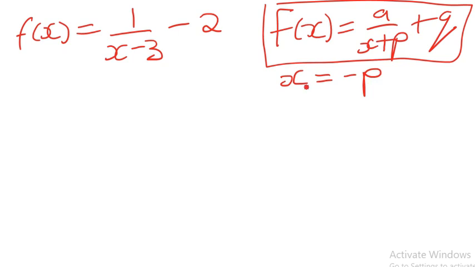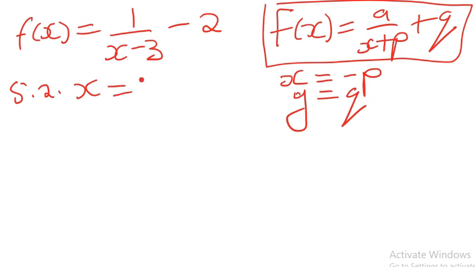And then the y asymptote will be y is equal to q. So let's answer the question now. From this, we know that x is equal to 3, if you equate this to 0 and solve for x. And then y is equal to negative 2, so you take it exactly as it is. So you are done writing the equations of asymptotes.